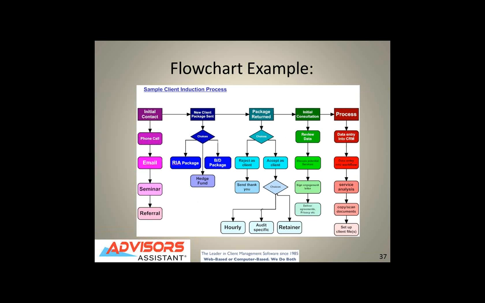Here's the flow chart that comes out of that mind map. Again, you see the steps at the top: initial contact, new client package sent, package returned, initial consultation and process. And underneath that is a series of steps. They're not all sequential. Some of them require making decisions along the way. Some of them are consistent with doing things all at the same time, and so on and so forth. So it bears a need, if you will, to investigate what the choices are and how you would develop them.